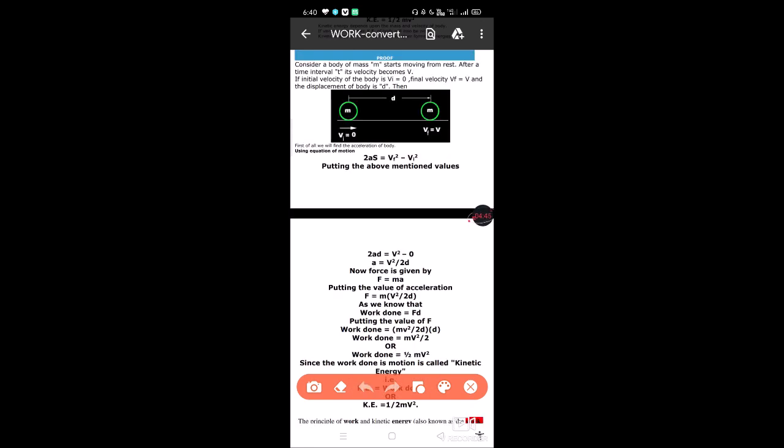For that we are considering an object of mass m, and its initial velocity is 0. Initial velocity vi is equal to 0. Now we are applying a force, and due to that force it is moving in the horizontal direction, and after time interval t its velocity becomes vf, that is v, and the object has traveled the distance d.